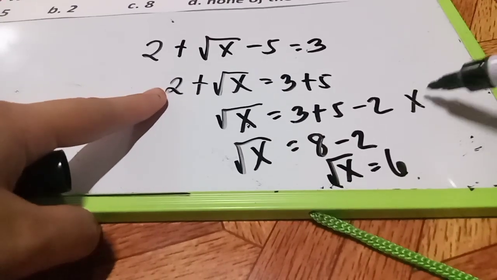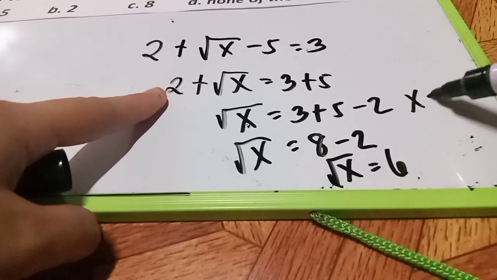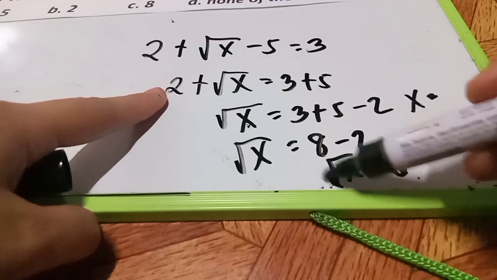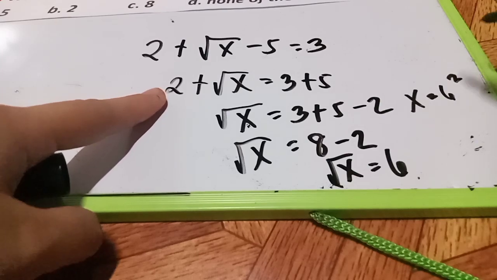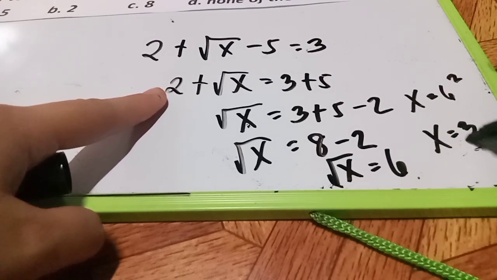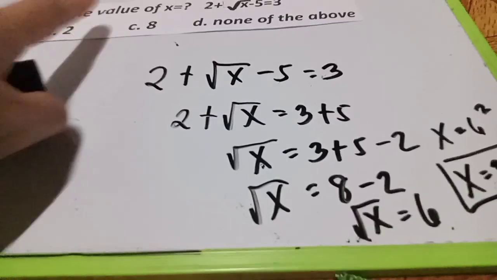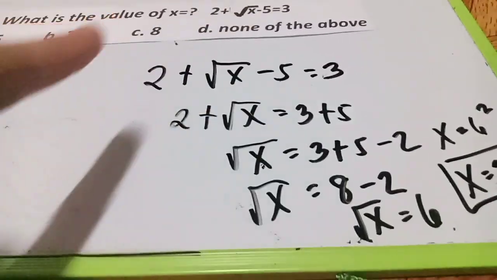So, automatically, if I have a square root, this will become 6 squared. So, radical will become squared on the other side. So, this will become 36. So, what's the answer? It's none of the above.